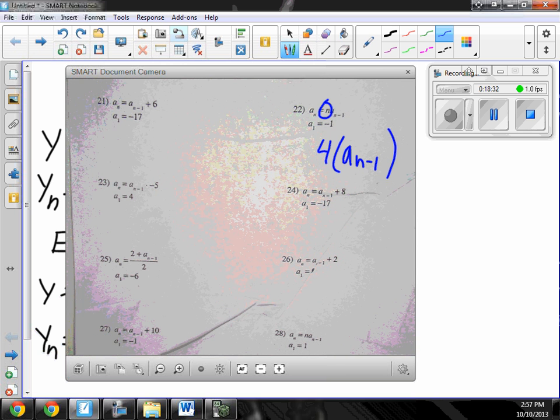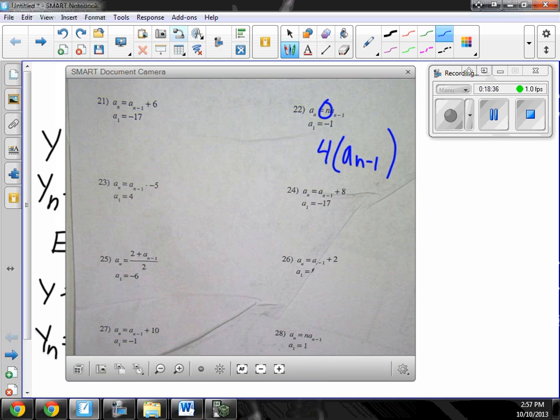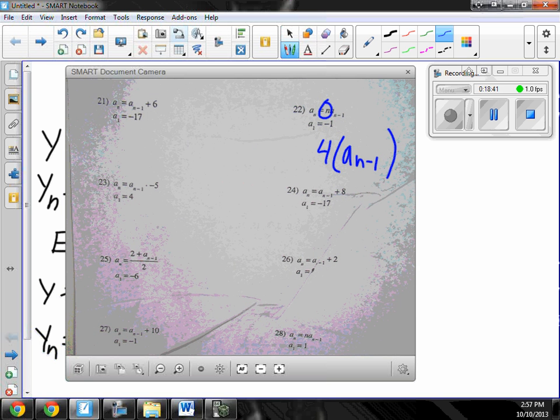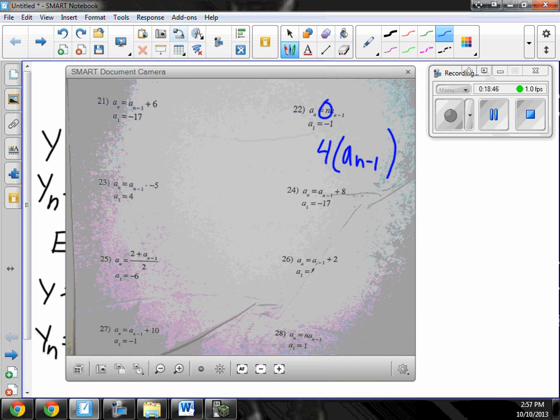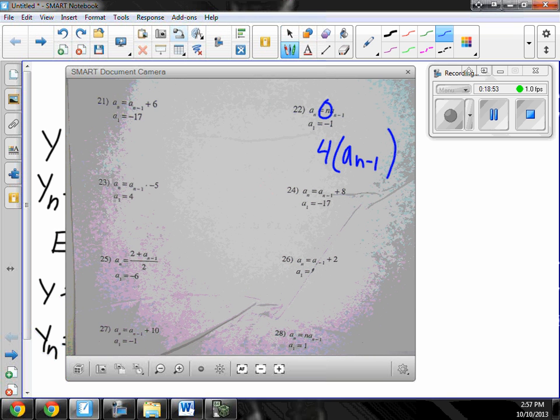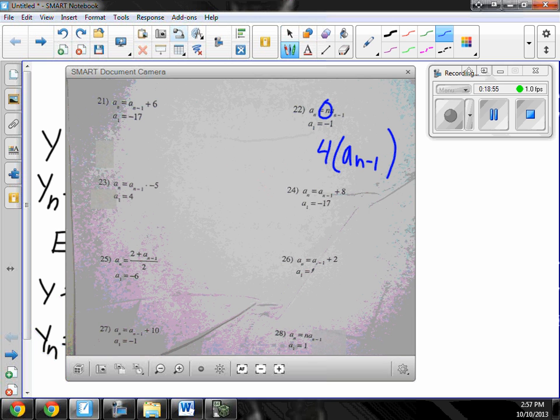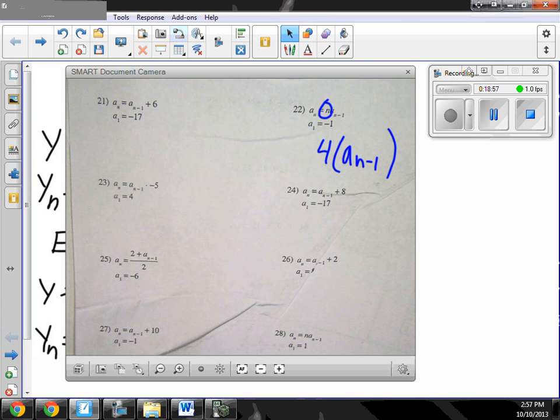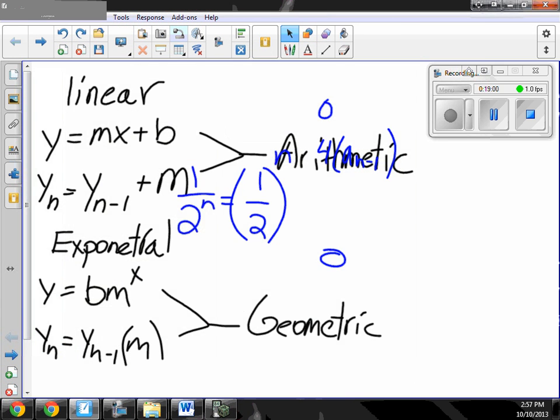23. 23 is geometric. 24, arithmetic. 25. How many think arithmetic? How many think geometric? We're on 25. How many think neither? Okay, well, in order to be geometric, we have to multiply by a number. Do we have multiplying by a number? No, so it's not geometric.